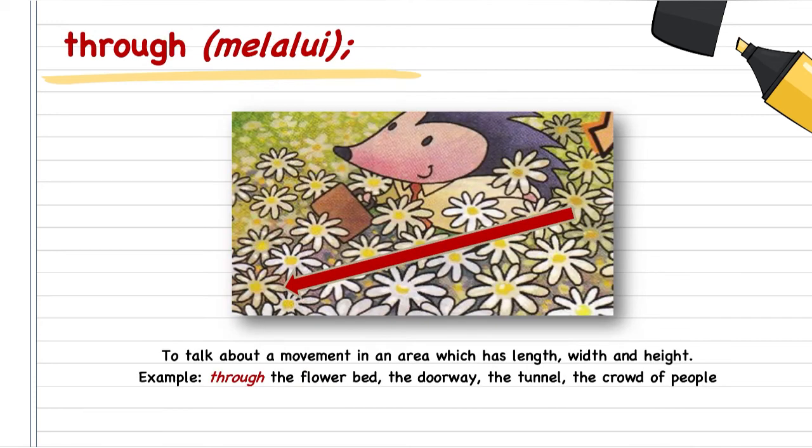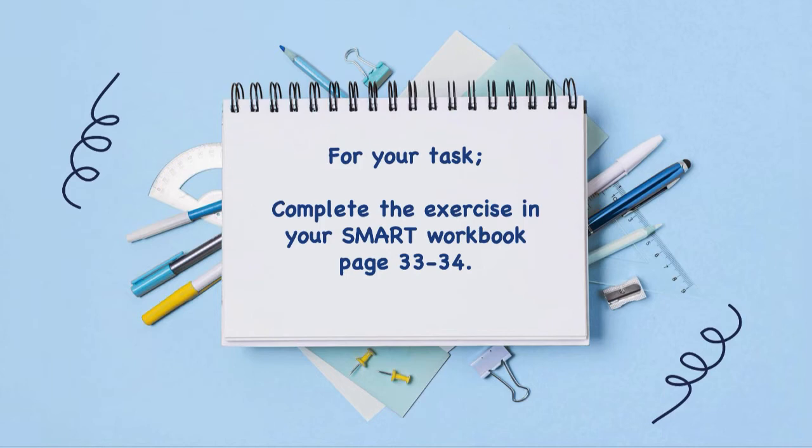Now for the last one, through, as in melalui in bahasa, we use it to talk about a movement in an area which has length, width, and height. For example, through the flower bed, through the doorway, through the tunnel, through the crowd of people. Okay, so when there are things in the way, we will use through, as in we want to go through it.